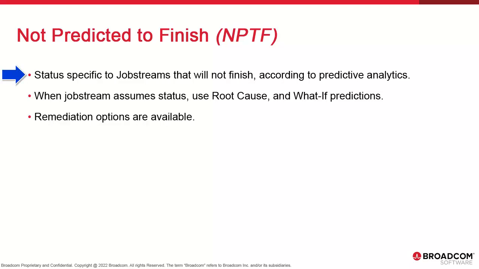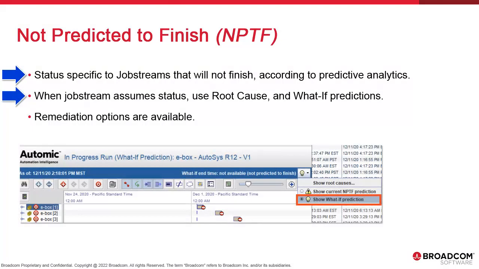Based on AI's predictive analytics, it's possible to establish a job stream's predicted failure to complete. The job stream assumes a status, not predicted to finish, or NPTF. Once a job stream takes the status, you can display the Gantt view for the NPTF job stream and simply show the prediction. We also have root cause analysis and what if scenarios enabled for a very limited number of schedulers, at least as of 2022.